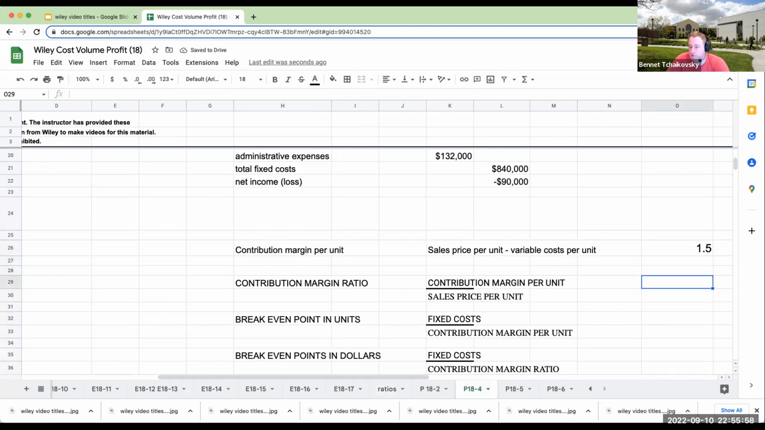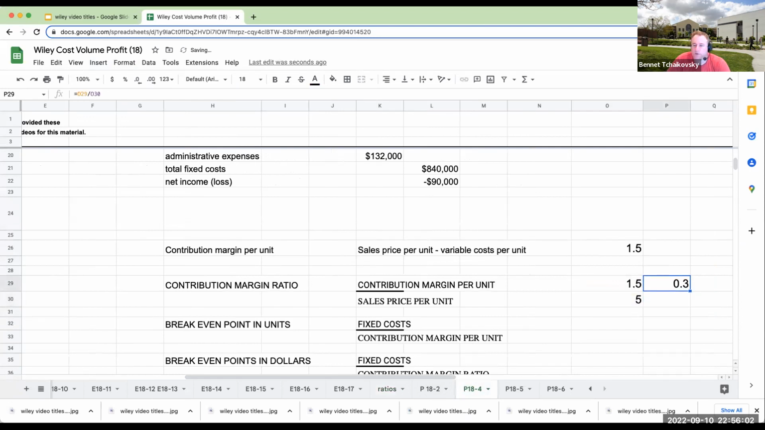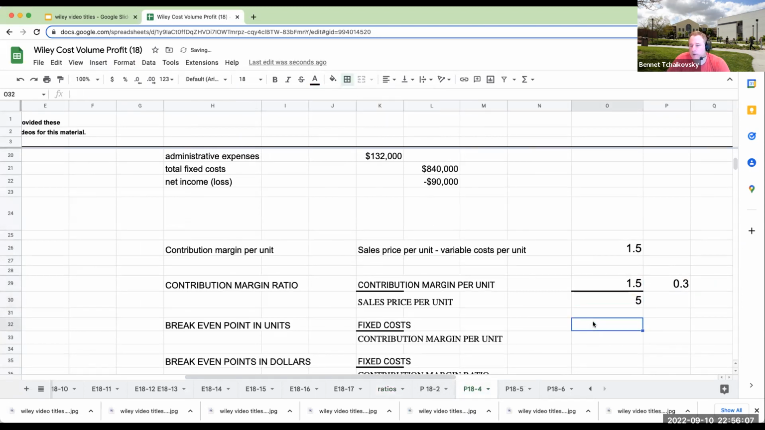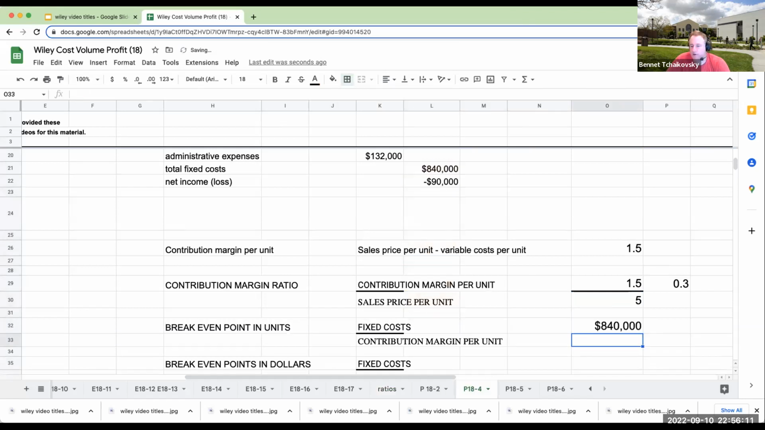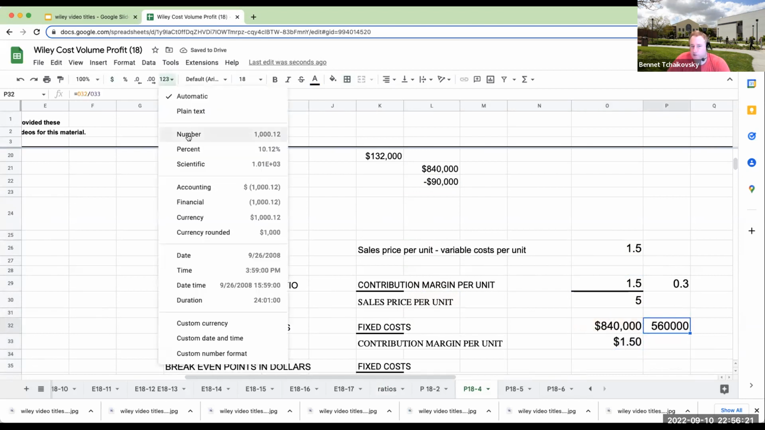My contribution margin ratio is going to be 150 divided by my sales price per unit, or 0.3. Over here, my break-even point in units is my fixed costs, which are right over here, 840,000, divided by my contribution margin per unit of $1.50. So in terms of units, I need to sell 560,000 units.